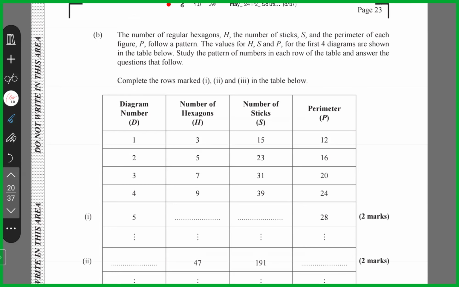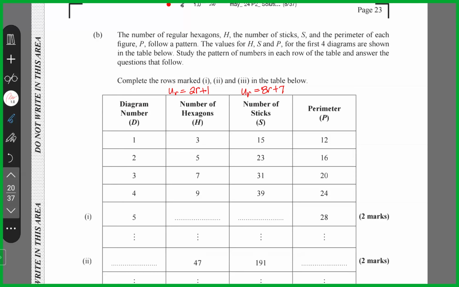So I know that the general term U_r would be equal to 2r plus 1. 2 times 1 is 2, plus 1. That's how you get 3 for the first value. The number of sticks looks as if it's going up by 8. So U_r is equal to 8r plus 7. 8 times 1 is 8, plus 7. That's how you get 15.